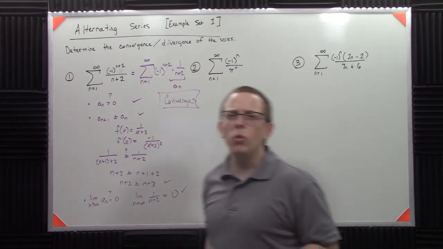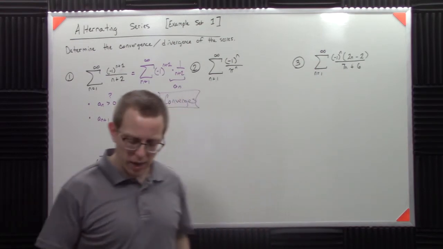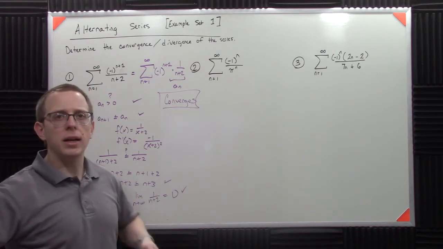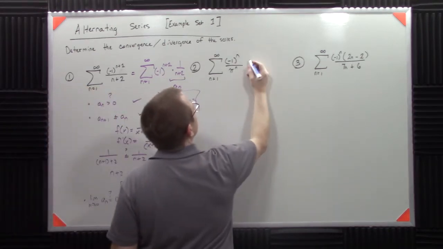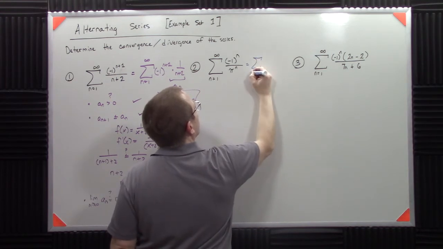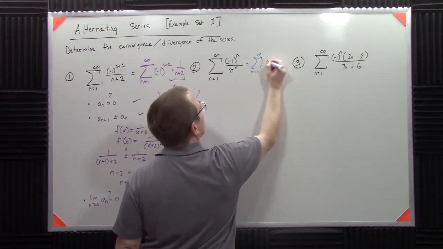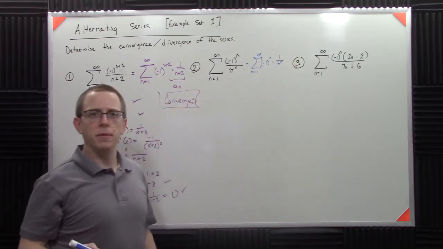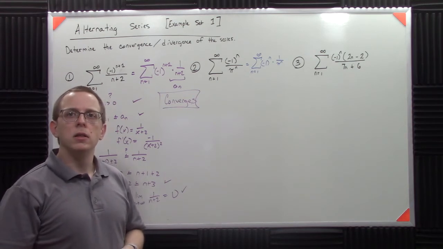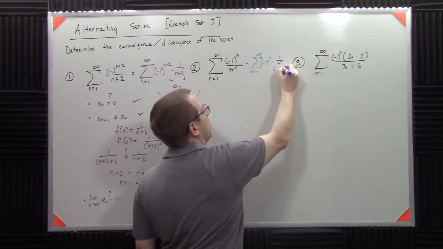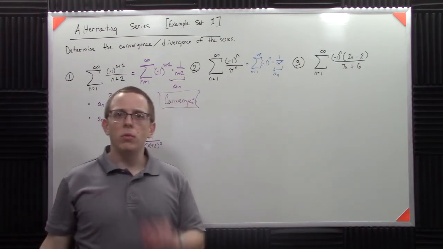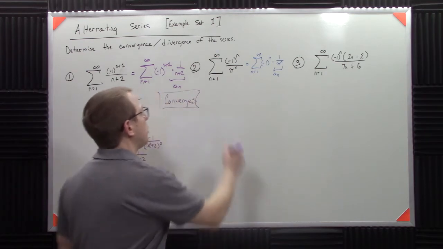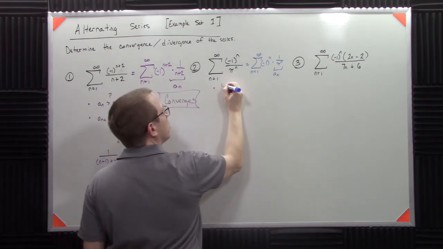Now, in this case, I have negative 1 to the n over pi to the n. Oh, yikes, right? How do I solve that? Well, I need to rewrite this as the sum from n equals 1 to infinity of negative 1 to the n times 1 over pi to the n. That way, this tells me this is my a sub n. Now, there are a couple ways we could solve this, but let's start with the nth term test for divergence.